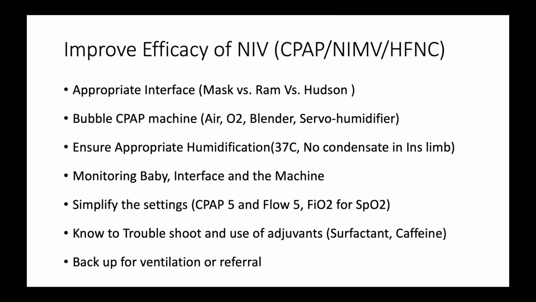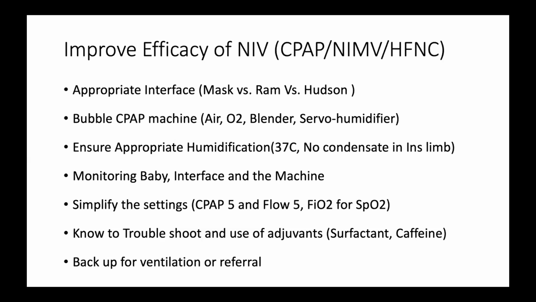For titration of FiO2, you need air, oxygen, and a blender. And you need a good servo humidifier to deliver proper humidification. I would rate humidification as 50% of CPAP. So 50% of CPAP is correct humidification. Another 50% is blended oxygen and pressure. So always ensure appropriate humidification. The gas should reach the nose at 37 with no condensation in the inspirate limb.